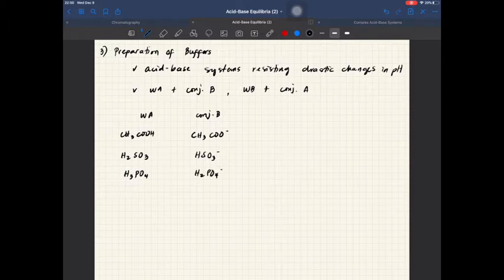We also have weak bases and their conjugate acids. Suppose we have ammonia, and ammonium is its conjugate acid. We have methylamine and the conjugate acid of methylamine.